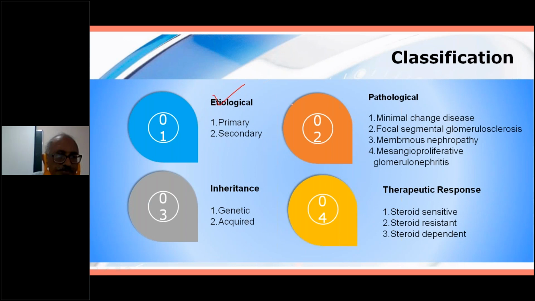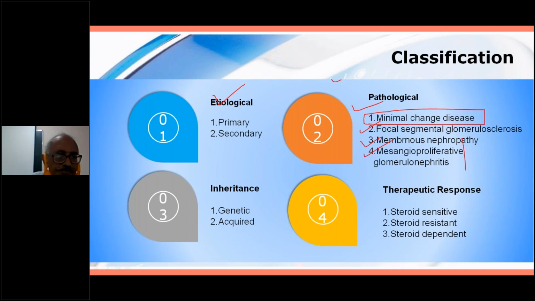The second is pathological, depending upon the biopsy. Actually, not even a simple biopsy; only electron microscopic biopsy can tell all these things. According to this, the 4 classifications: the most common variety is minimal change nephrotic syndrome. The second is focal segmental glomerulosclerosis. The third is membranous nephropathy. The fourth is membranoproliferative glomerulonephropathy. These are the 4 pathological causes. We are mostly dwelling on minimal change today, but for the idea's sake, we are going to see what these other 3 are also.